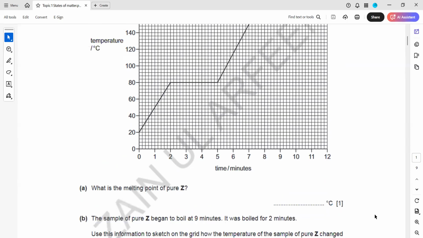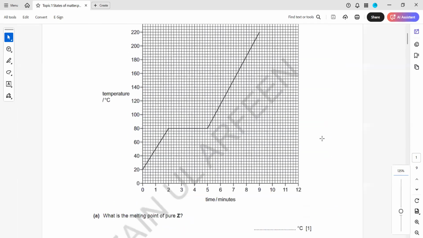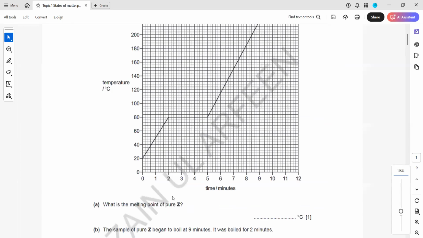Now, what is the melting point of pure Z? Hamad, what is the melting point? So how do we work out the melting point? Because if we mark the position, this is a heating curve. I will send this file now so you can also use the same file.